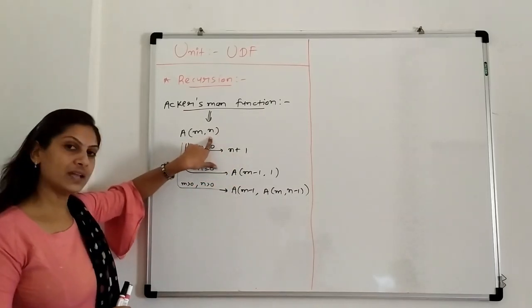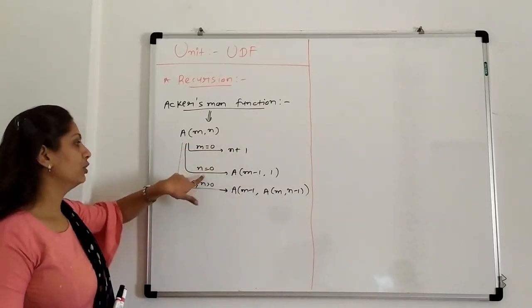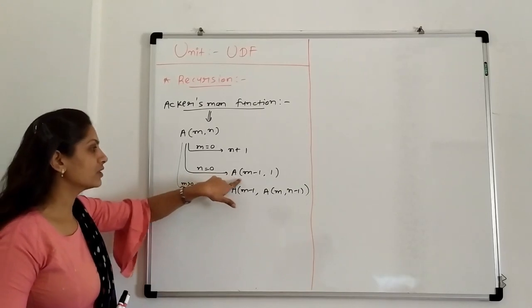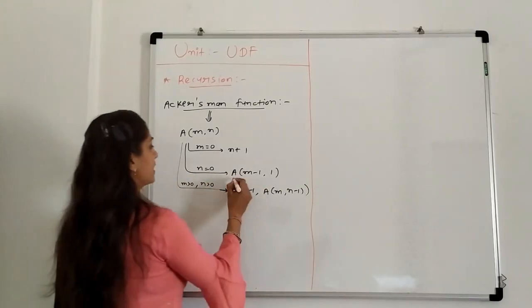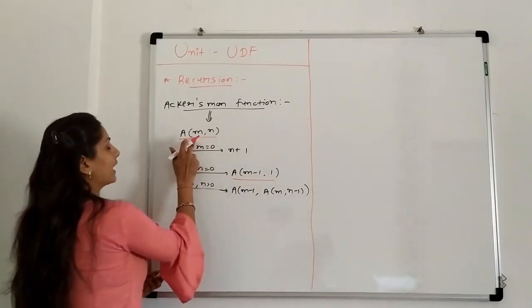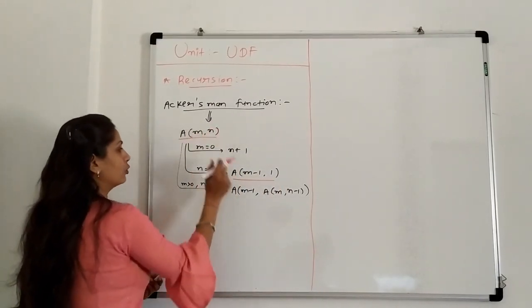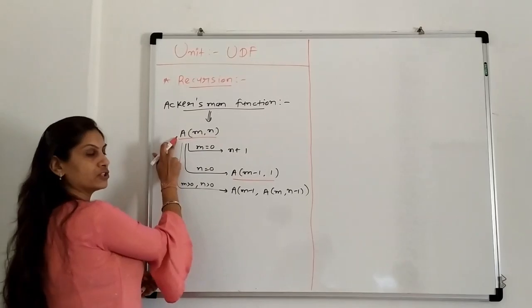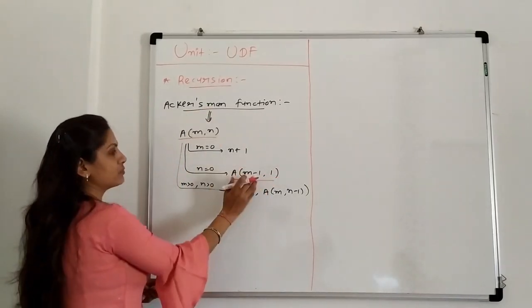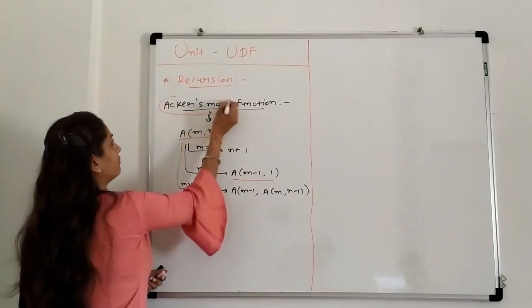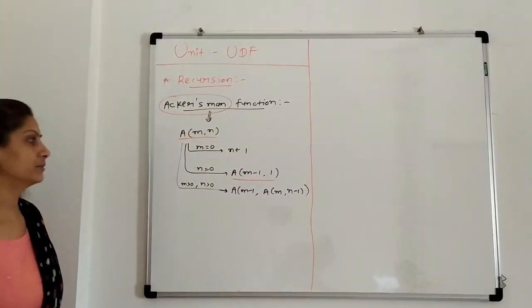If the second argument, that is n, is 0, then the function is called again. That means here the recursion concept is there. Inside the Ackermann function, when n is 0, we again call the same function with m minus 1 and 1. So this is the concept of recursion where we use the Ackermann function.